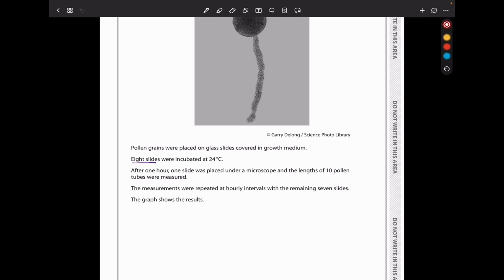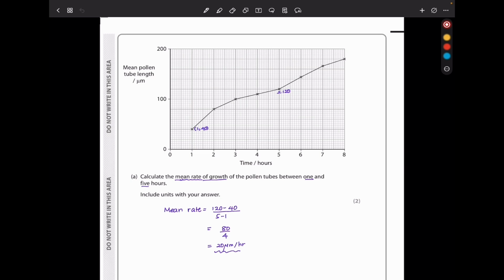8 slides were incubated at 24 degrees Celsius. After 1 hour, 1 slide was placed under a microscope and the length of 10 pollen tubes was measured. The measurements were repeated at hourly intervals with the remaining 7 slides. The graph shows the results. On the vertical axis, we see the mean pollen tube length and time in hours on the horizontal axis. And we see as time increases, the mean pollen tube length is also increasing.